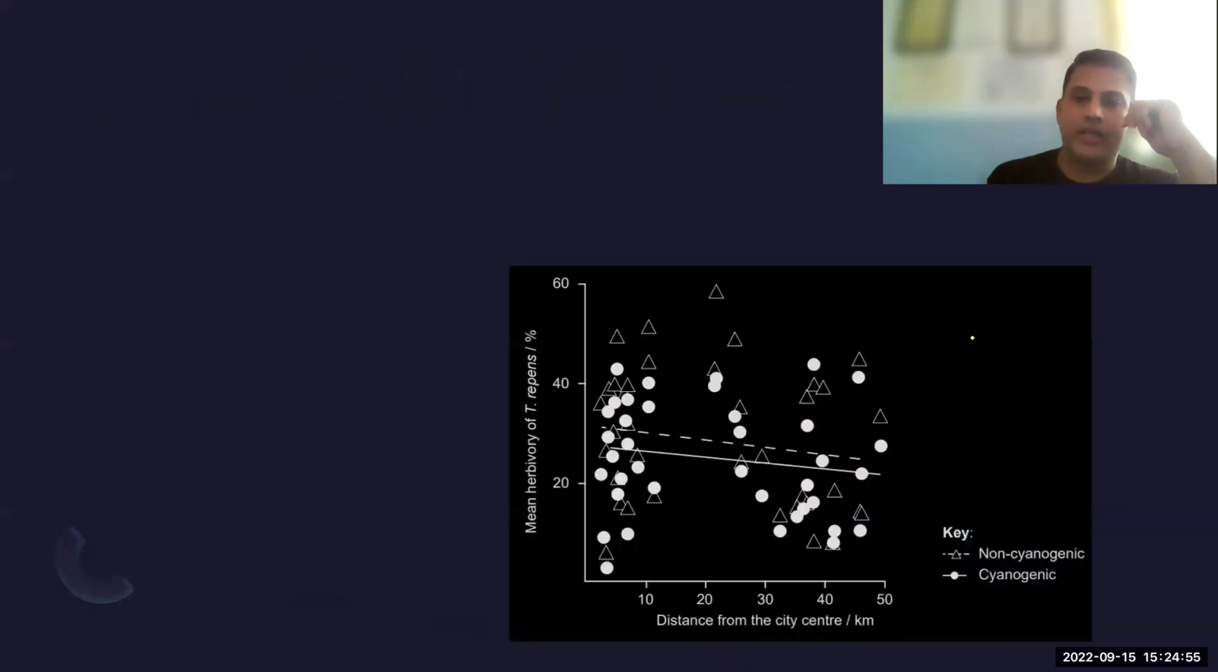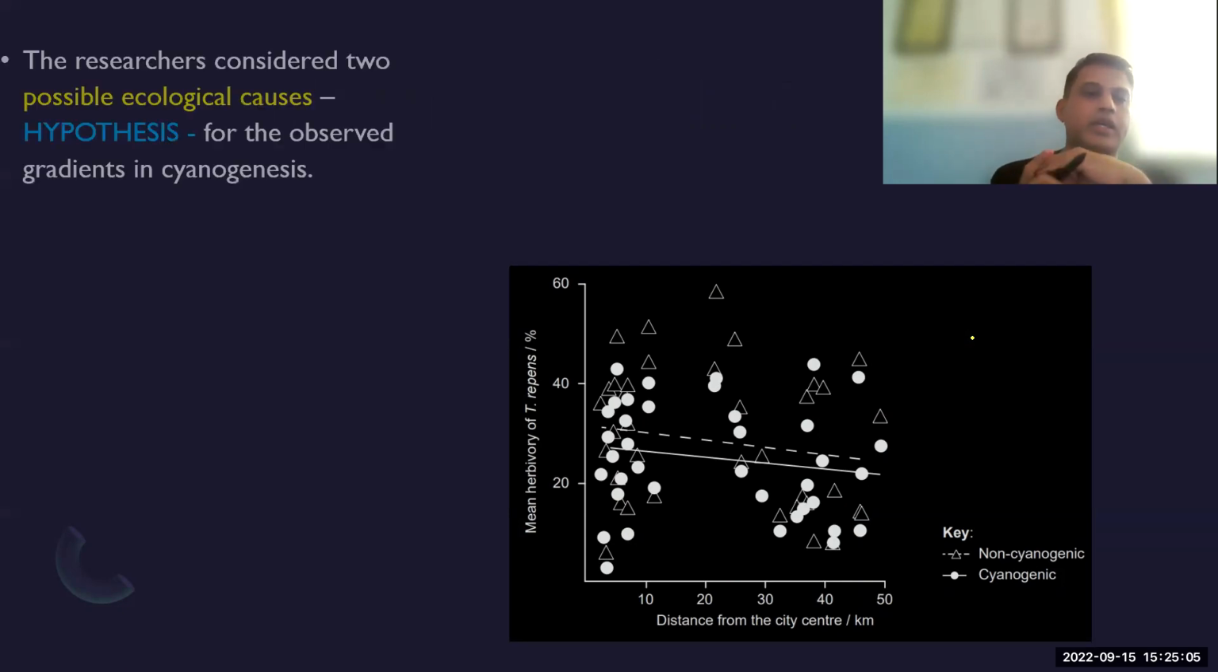Okay, now you get another set of data. Why do you get this set of data? It's because the researchers considered two possible ecological causes. By looking at the observations, researchers made hypotheses, and here there are two hypotheses, two assumptions. Why in three cities it's positive, but only in Montreal it's negative.